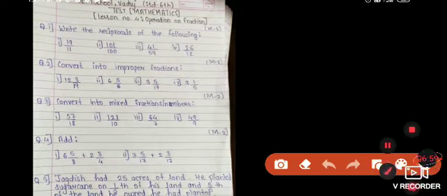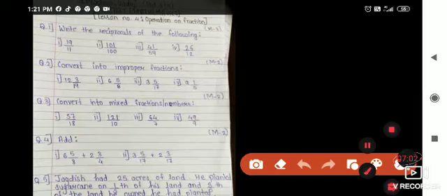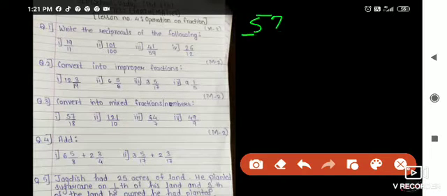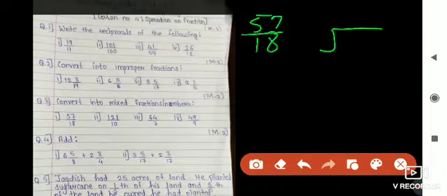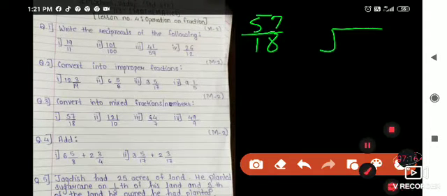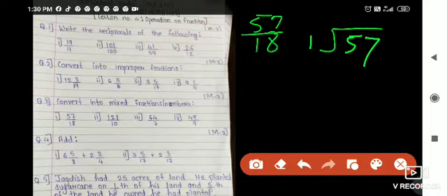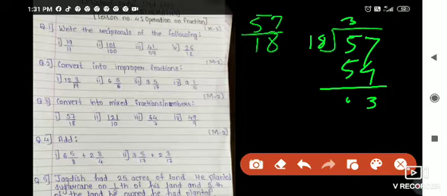As I told you before, to solve this question we first note it down: 57 upon 18. So we have to divide 57 by 18. 18 threes are 54, and here the remainder is 3.